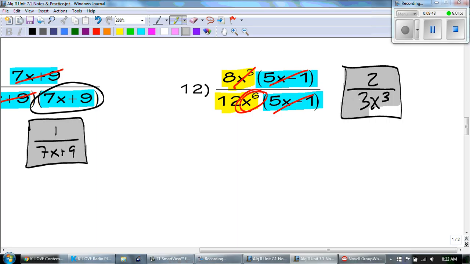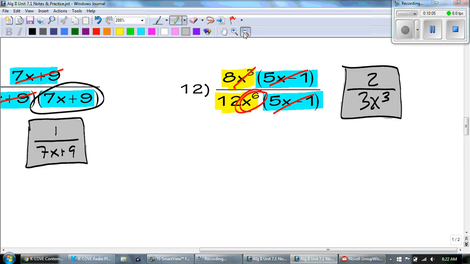Okay, so just remember we've got to check for the monomials with monomials, but then polynomials can only be reduced by other polynomials if they are exactly the same.